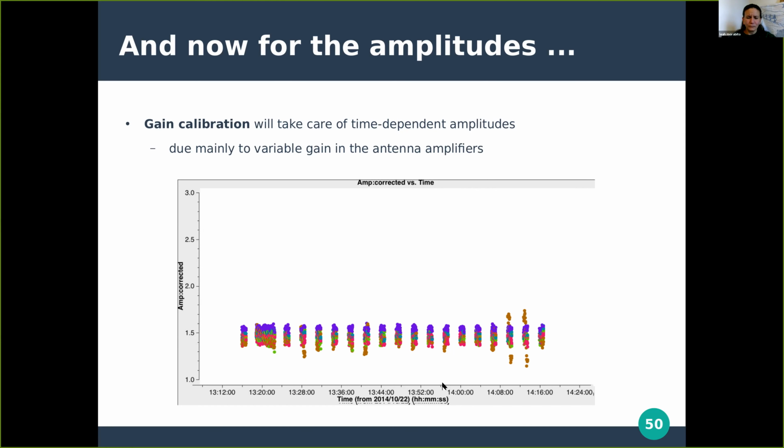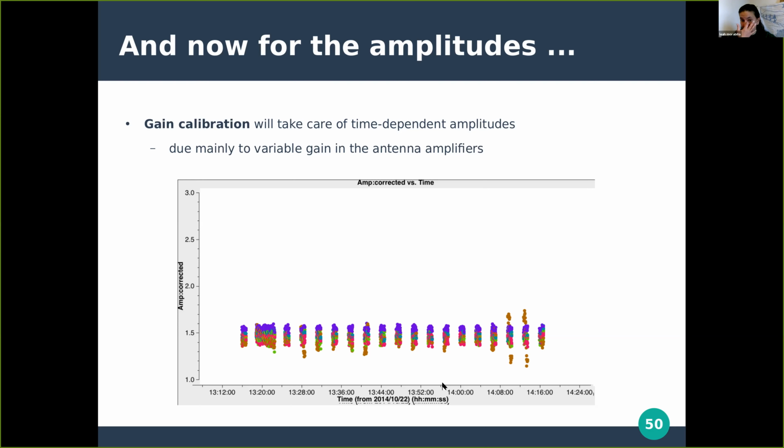And so another thing that we need to do is what we call gain calibration. So bandpass is, again, a time-independent thing. We solve it on the primary calibrator, and we transfer it to the rest of the sources, but there might be slight variations in amplitudes and also leftover phases. And so we do gain calibration to take care of these residual amplitude effects. So this is mainly due to variable gain in the antenna amplifiers that weren't perfectly corrected by the gain curves in the a priori calibration.